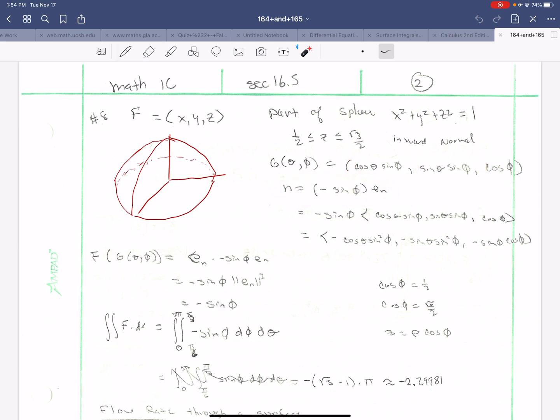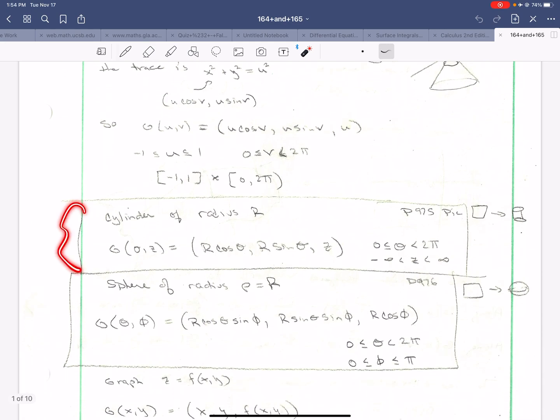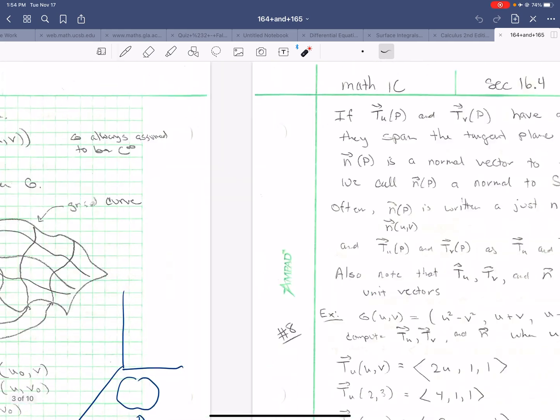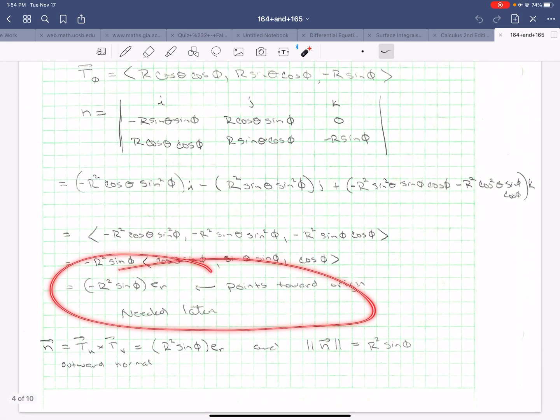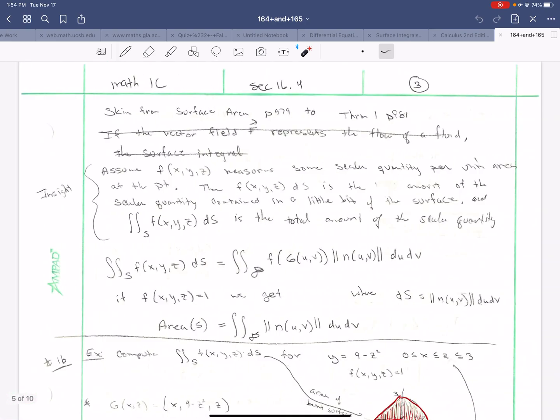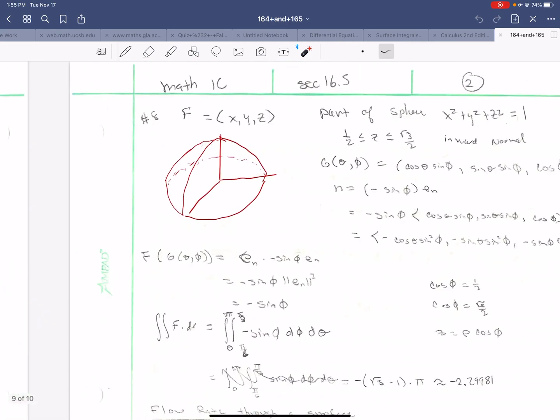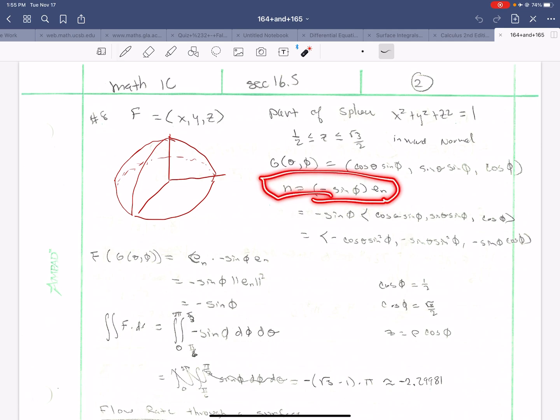The normal vector, again, how do I get this so fast? If you want, you can do g sub theta and g sub phi, and then g sub theta cross g sub phi to get that normal vector. But all the way back on page 1, I told you here is a cone, here is a cylinder, and here is a sphere. And then later on, we computed that. I said this when I did the other video, and I wrote it in my notes. It's a big deal that this is needed later. And so that will help me. So that's where this comes from, is that other part. This is what it would really be.